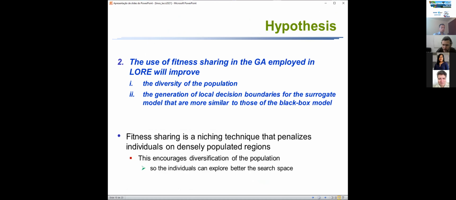Based on these results, we propose the use of fitness sharing in LoR. So our hypothesis is that the use of fitness sharing in the genetic algorithm will improve the diversity, and then we'll have more generations and can have a better optimization of the decision boundaries, and as a consequence, obtain better explanations. So fitness sharing is a niching technique for genetic algorithms that penalizes solutions that are too close to each other.